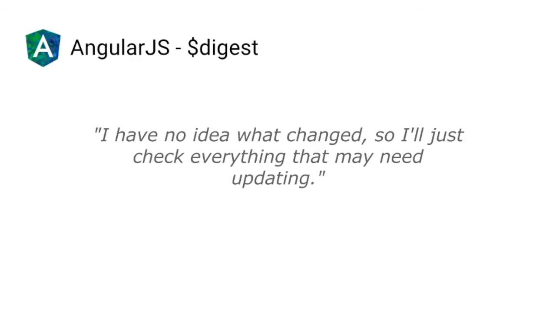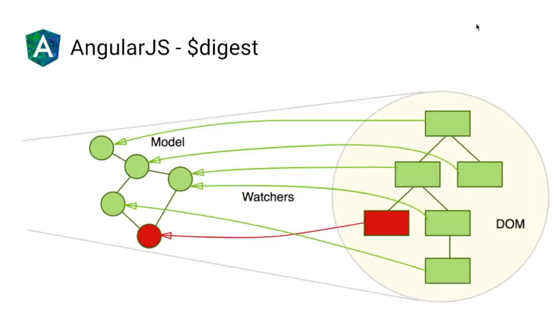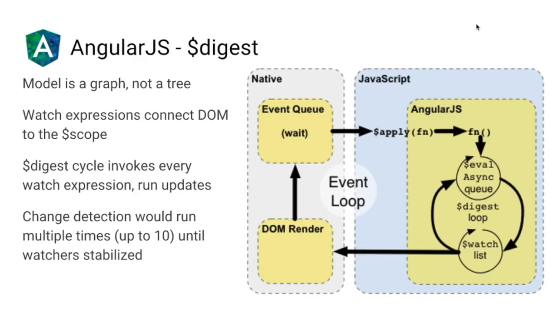The way AngularJS or Angular 1.x handles this is with the digest. And the idea behind the digest is we have no idea what may have changed. So we'll just check everything that could possibly need to update. In your AngularJS application, the model of your application is a graph, right? Things may depend on each other and influence each other. And it's not necessarily a tree, meaning there can be cycles in it.